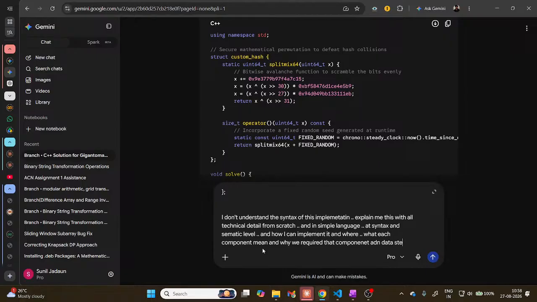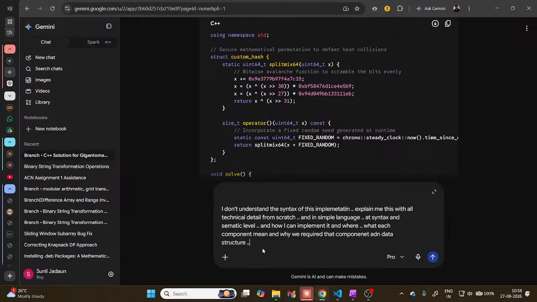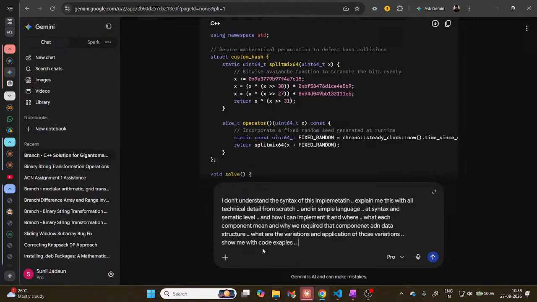the data structure, what are the variations and applications of those, show me with other examples. Right.